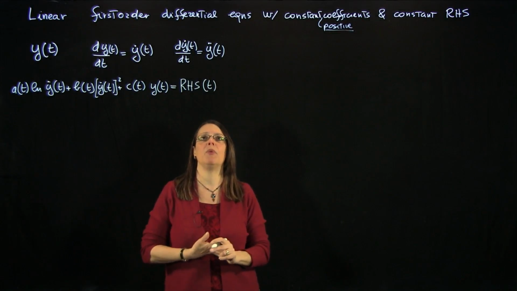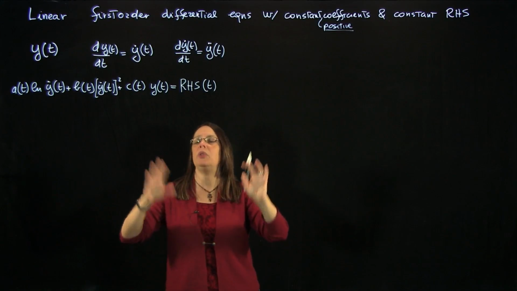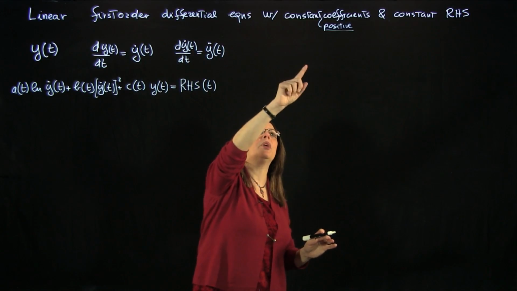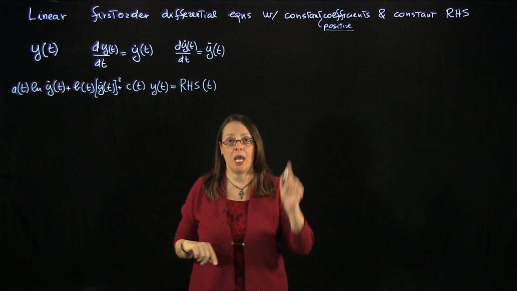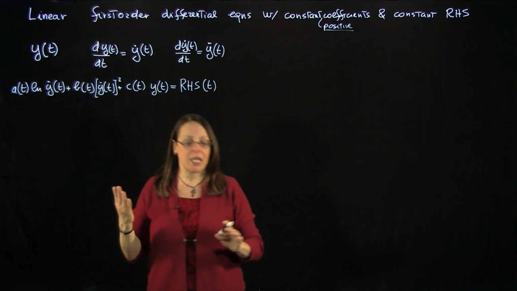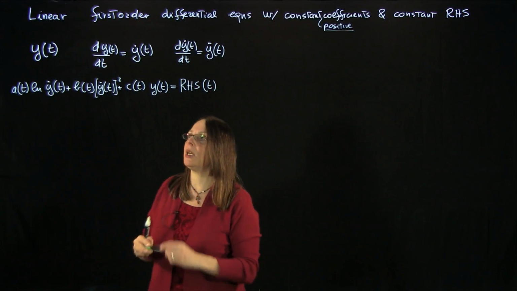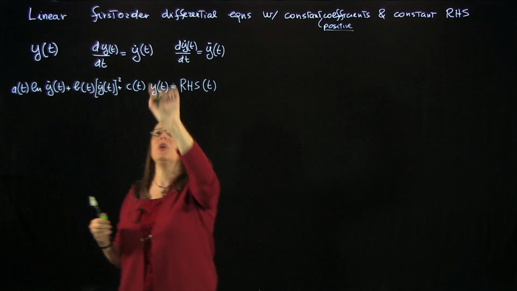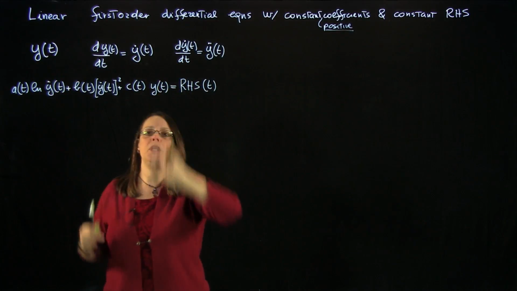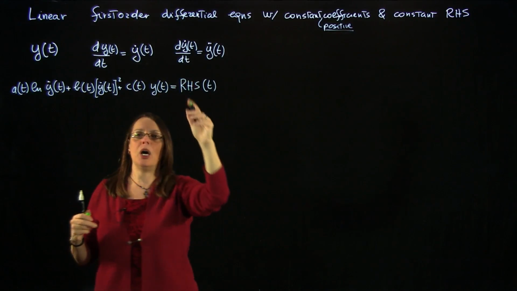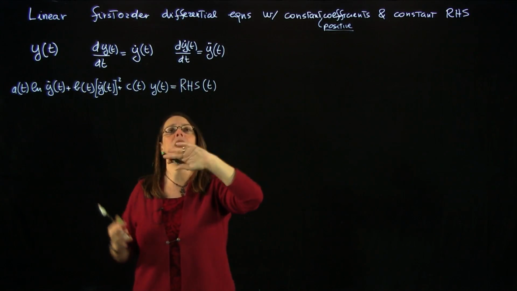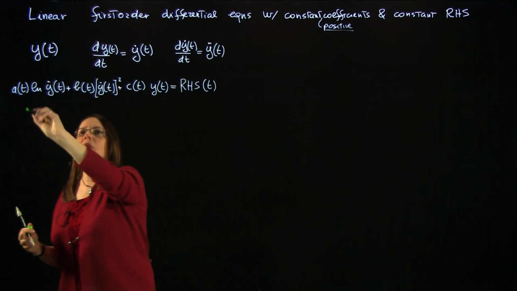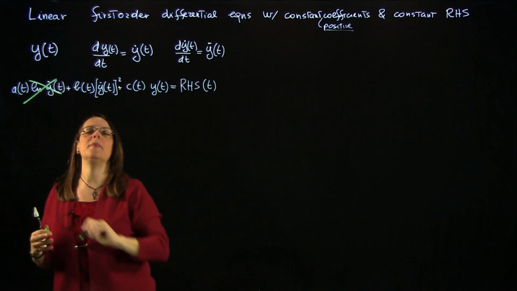The solution of this can be quite complicated, but we do not need to deal with complicated things. We need to deal with linear first-order differential equations with constant positive coefficients and a constant right-hand side. So what does that mean? Looking at this equation, first order means only y dot and y can be in the equation. Nothing with y double dot or higher, like d cube over dt cube. None of that, so we can get rid entirely of this term over here.